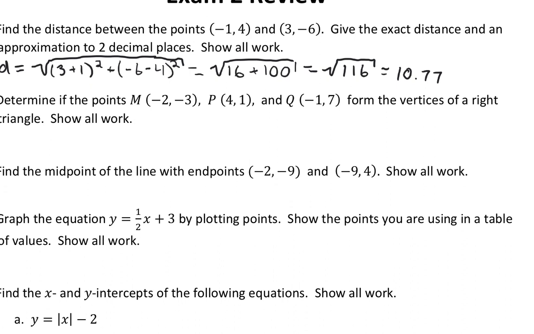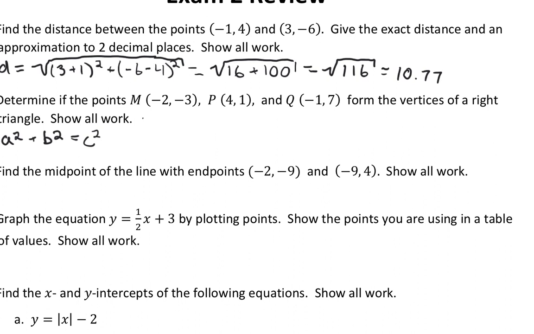Okay, for problem number 2, we're asked to determine if 3 points form the vertices of a right triangle. To do this, we need to guarantee that Pythagorean theorem holds. So Pythagorean theorem is just a squared plus b squared equals c squared. Okay, so that means that the squares of the lengths of the 2 shorter sides are equal to the square of the length of the longest side. Okay, so we're going to find 3 different distances here.